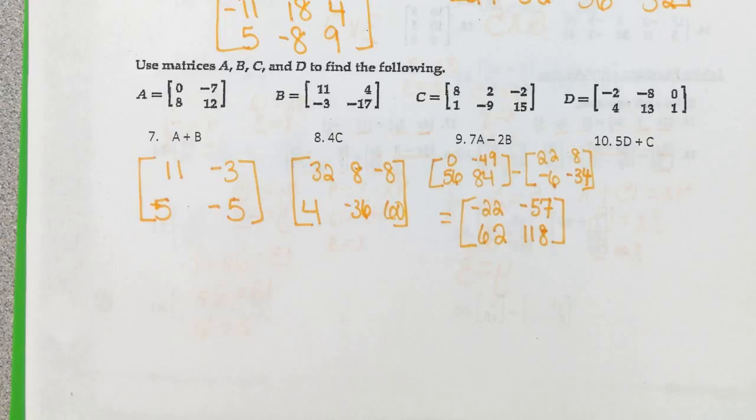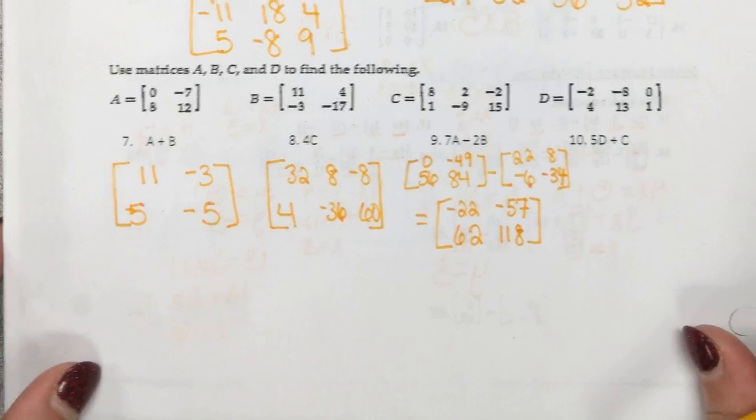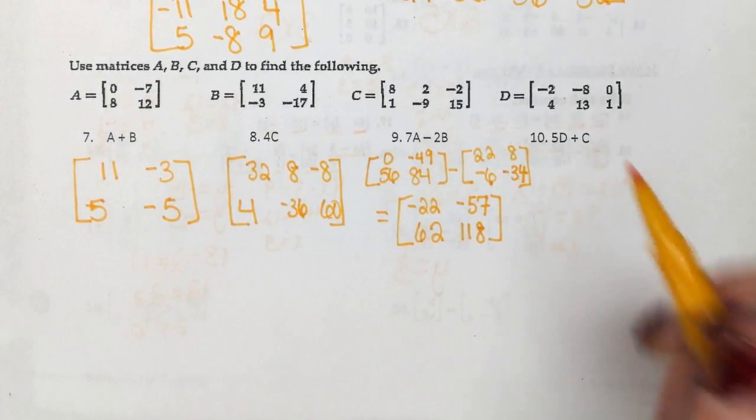All right, did y'all get that for part number 9? Yeah? Okay, y'all still working on 10? Yeah, 9 and 10. 9 and 10, then we're done.